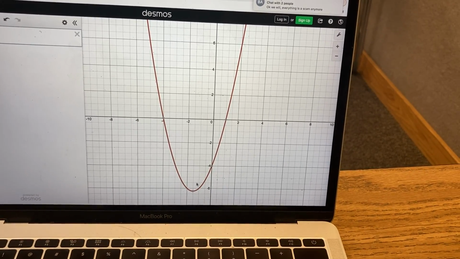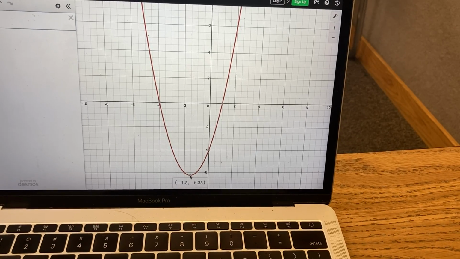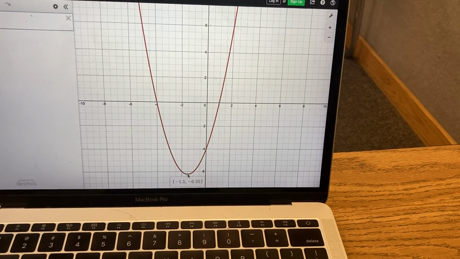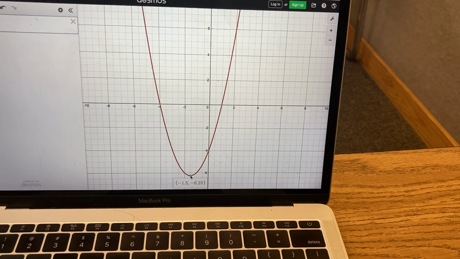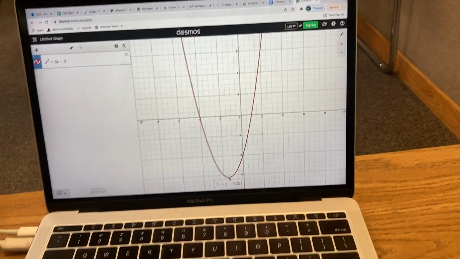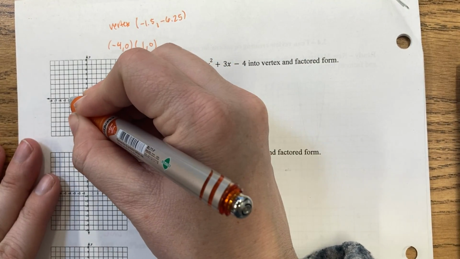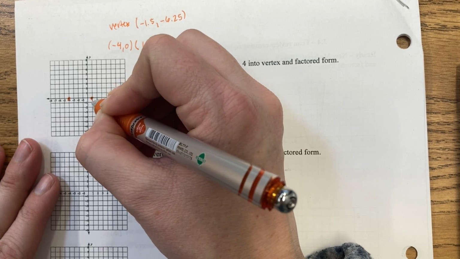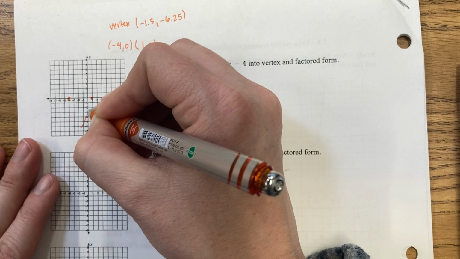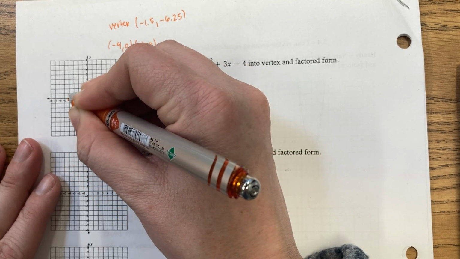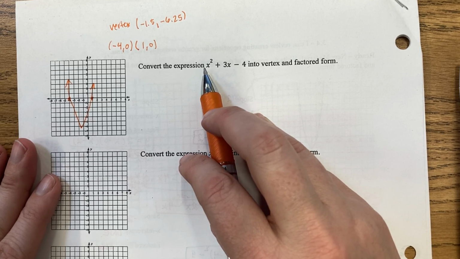Then my vertex, I'm going to highlight over my vertex. It's at a decimal, completely fine: negative 1.5, comma, negative 6.25. All right, from that information I pulled, I wrote it down. Negative 4, 0, 1, 0, negative 1.5 down 6.25, and it made a parabola. And it has a value of 1 in front, which means my slope is 1.